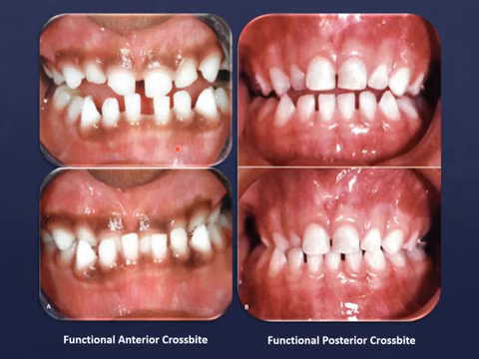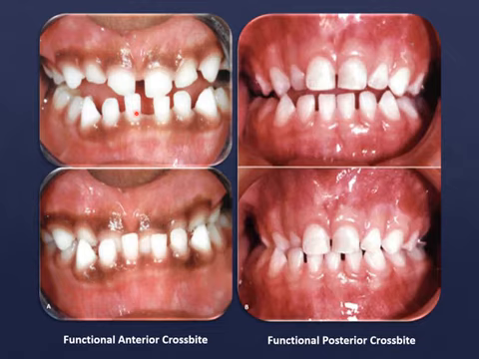In case of functional crossbite, there is a shifting of the mandible either anteriorly or posteriorly. This case is functional anterior crossbite. You can notice that in centric relation there is a premature contact of the anterior teeth, and in order to achieve maximum intercuspation, the patient protrudes the mandible anteriorly, but at the same time develops anterior crossbite. So this crossbite is due to shifting of the mandible anteriorly, which happened due to premature contact of the anterior teeth.